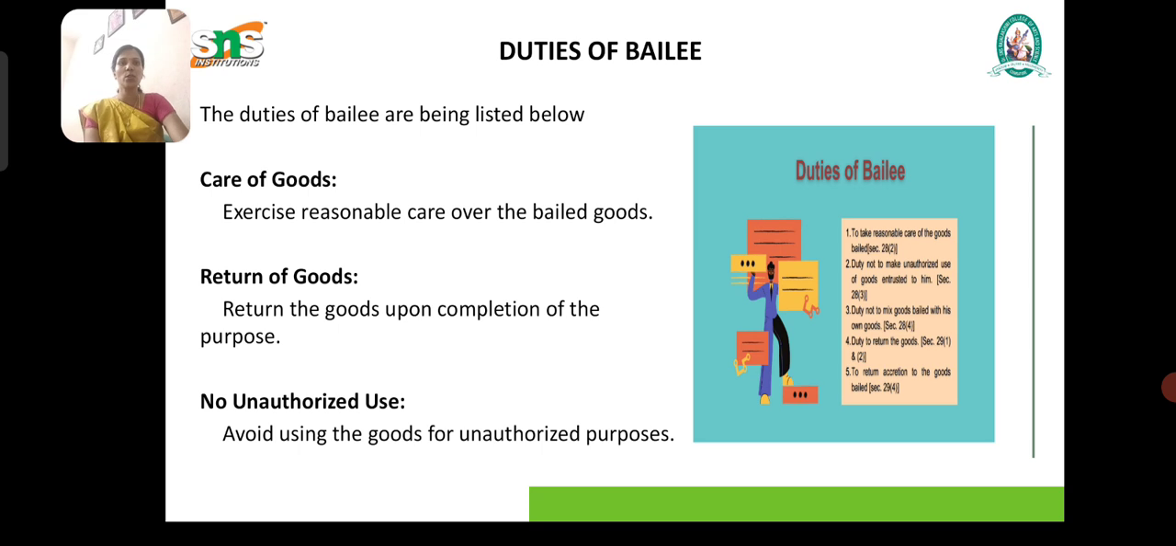Next one is duties of the bailee. First one is care of goods. Yes, of course, you have to take care of the goods like your own. Next one is return of goods. You can return the goods in the particular period if it is complied. Next one is no unauthorized use. You couldn't use the bailor's goods in an unauthorized manner.